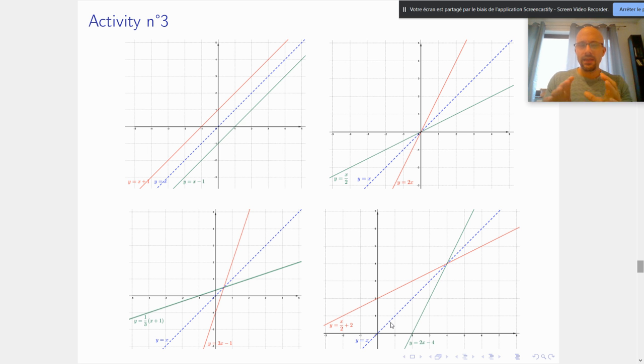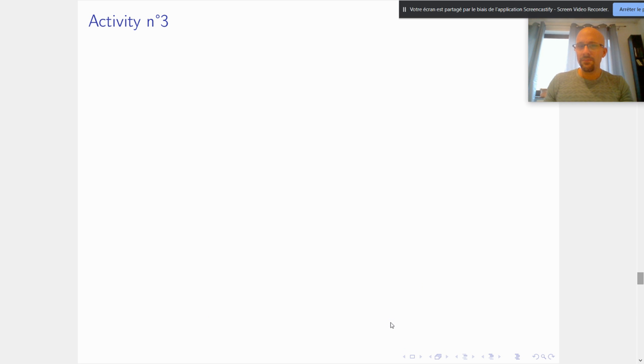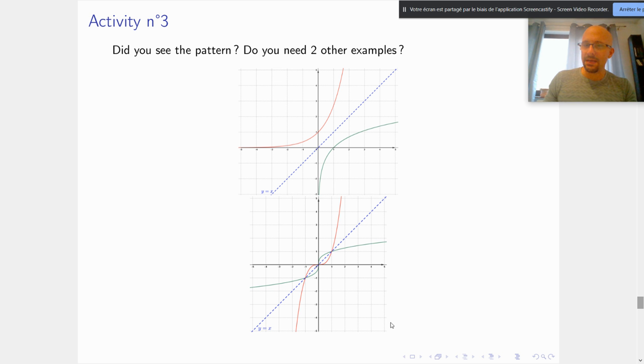So there's something there. There's a hidden pattern behind all those functions, a common property. Did you find it? If you didn't find it, don't worry. Maybe those two other examples will help you to find it. So did you see it now?